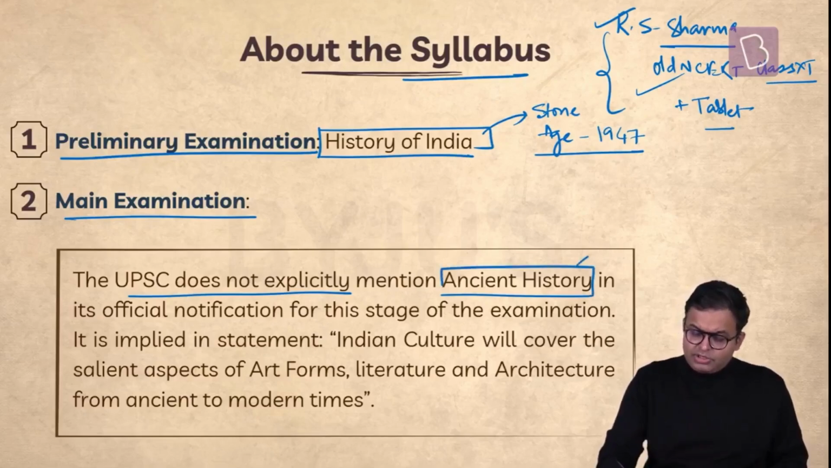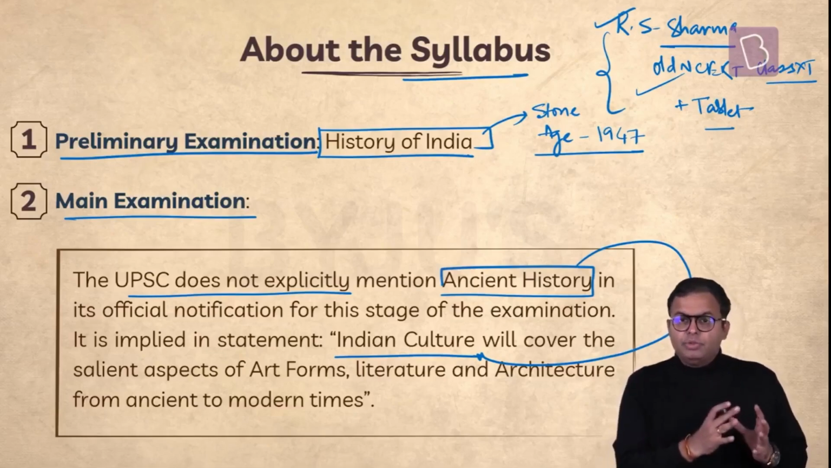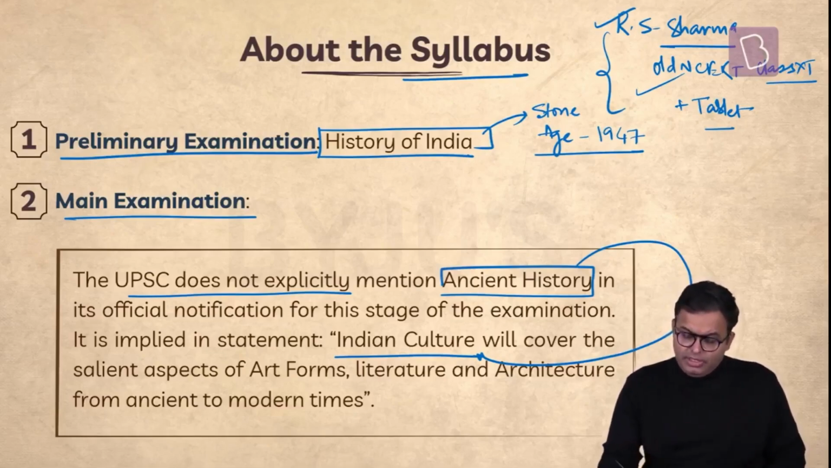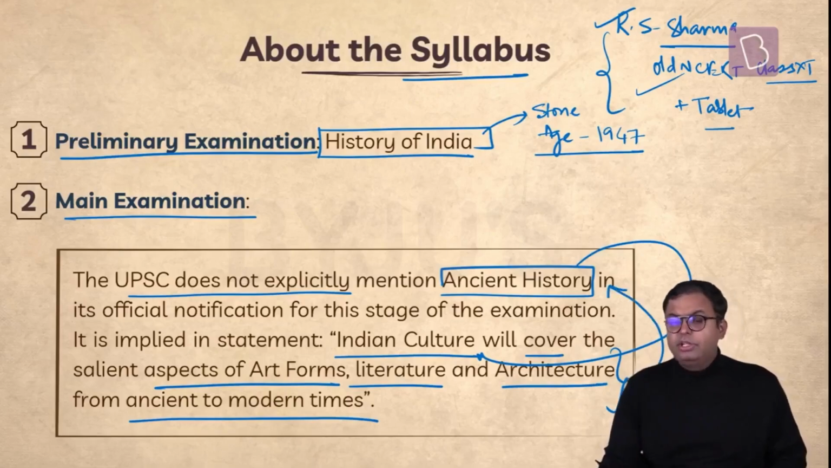But ancient history cannot be ignored because the study of Indian culture, which is a very important part of GS paper 1, cannot be understood without it. Ancient Indian culture is mentioned in terms of salient features of art forms, literature, architecture from ancient to modern times. This has a linkage with ancient Indian history.